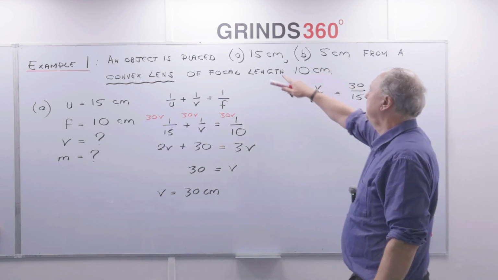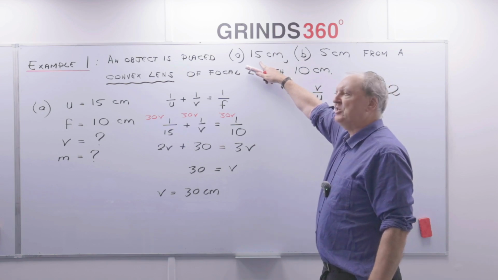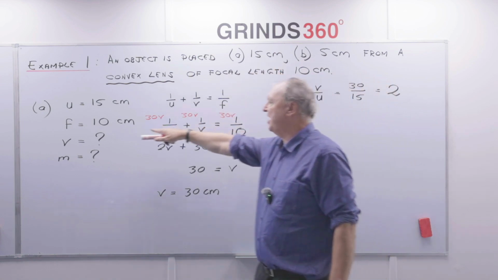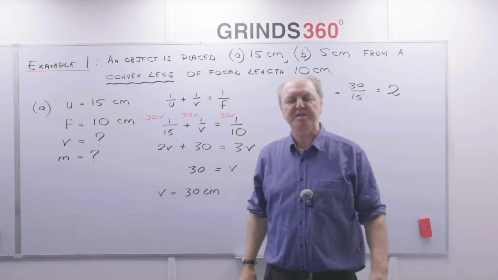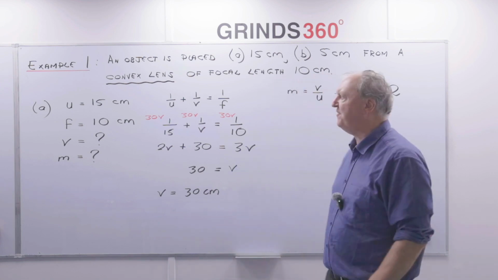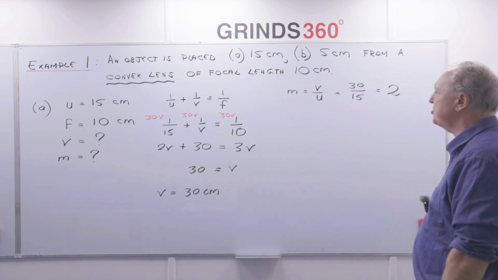Well, the object distance is 15. The focal length is 10. 2F is 20. So that means I'm between F and 2F. So yes, it does all make sense to me.